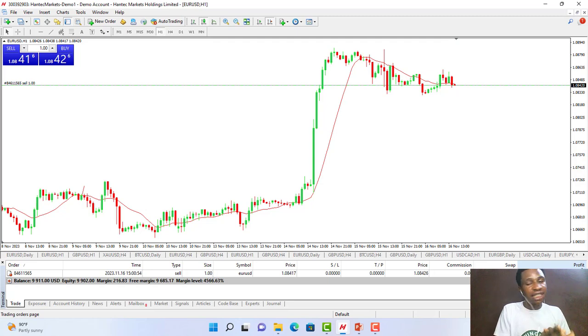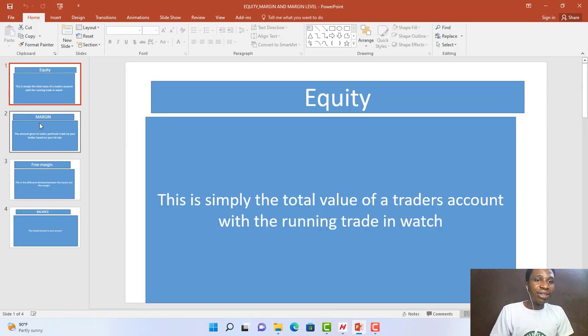Forget about all the English, forget about everything. Equity is your total balance, which is what we find here, plus your profit if you're already in profit, or the total balance minus your loss if you're already in loss in the market. I hope we get it. So that's where the difference comes in between your equity and your balance in the market. So we head to the next thing, the margin.